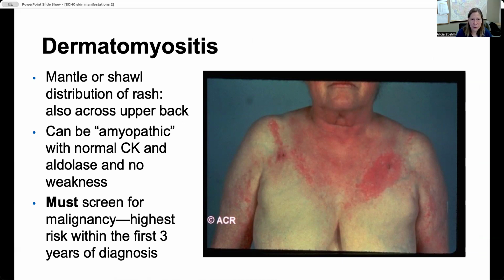And we really do have to screen for malignancy in dermatomyositis in particular, particularly within the first 3 years of diagnosis, when the risk is the highest. And we don't want to miss that because it's important to treat the malignancy, but it's also probably driving some of these findings.